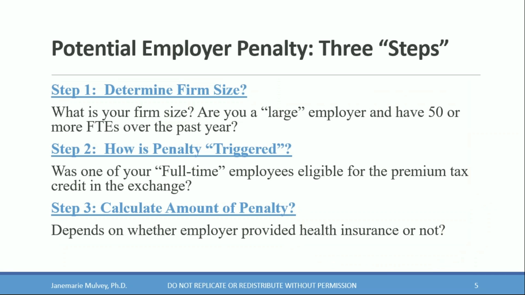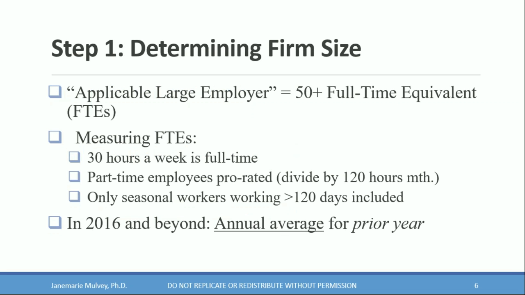Potential employer penalties: one way to think about this is in what I call three steps. So first you have to determine your firm size. Are you a so-called large employer and have 50 or more full-time equivalents over the past year? And if you are in that category, you won't necessarily pay a penalty. The penalty actually has to be triggered. So step 2 is that the penalty is triggered if one of your full-time employees is eligible for the premium tax credit in the exchange. And once that happens, the amount of the penalty will depend on whether you provided health insurance or not. So let's go through these steps quickly.